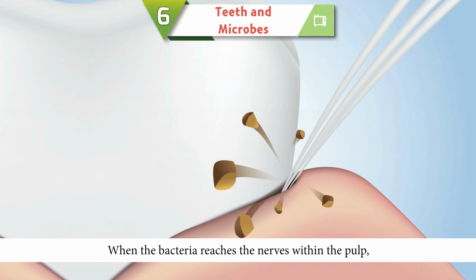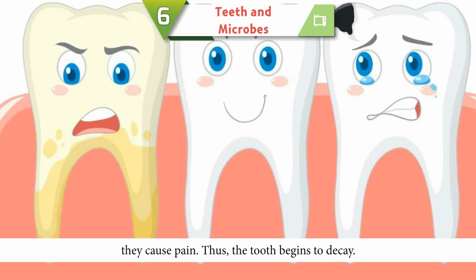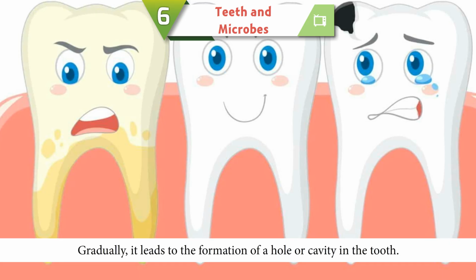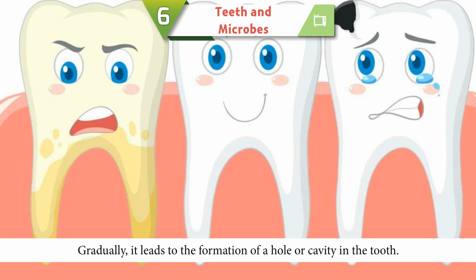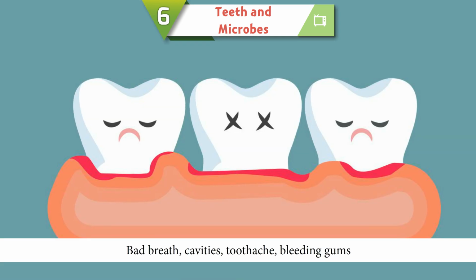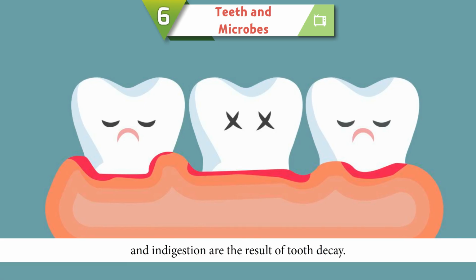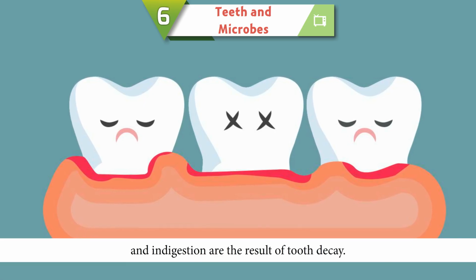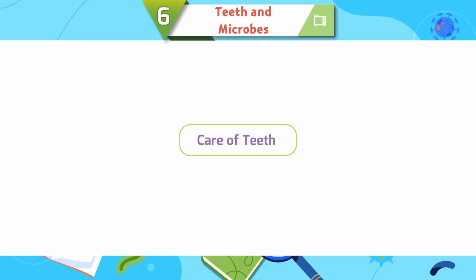When the bacteria reach the nerves within the pulp, they cause pain. Thus, the tooth begins to decay. Gradually, it leads to the formation of a hole or cavity in the tooth. Bad breath, cavities, toothache, bleeding gums, and indigestion are the result of tooth decay.